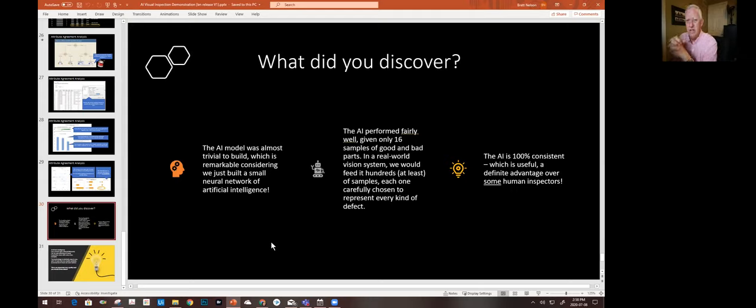But I can live with that. If it goes from minutes to hours, imagine the power that this thing is chugging through. So that's one thing that I thought was extremely interesting out of this. Also, the artificial intelligence system performed fairly well, given that I only gave it 16 samples. In the real world, we'd feed it with many more samples, and it would be a lot more accurate in making its decisions. So with just a small handful of examples, it's already making decent decisions. That's also cool. And the AI model is 100% consistent, which is definitely useful and a distinct advantage over humans.